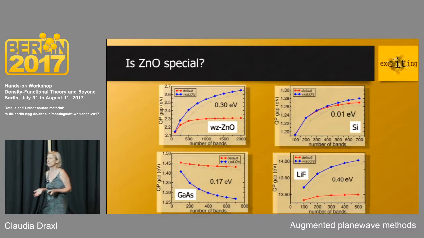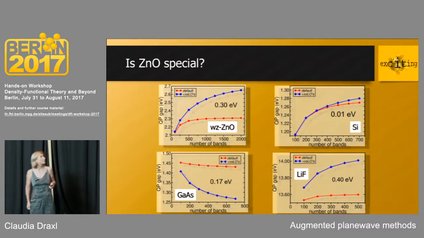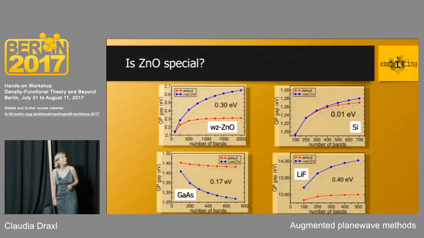Because before zinc oxide came into play, nobody talked about this. And that's why we have done this ultimate test also for other materials. So for zinc oxide, you have this discrepancy of 0.3 electron volt. Gallium arsenide, also nearly 0.2. Lithium fluoride, 0.4. I mean, here you have a huge band gap, so probably you don't see this discrepancy so clearly. But if you really take it seriously, you'll see.